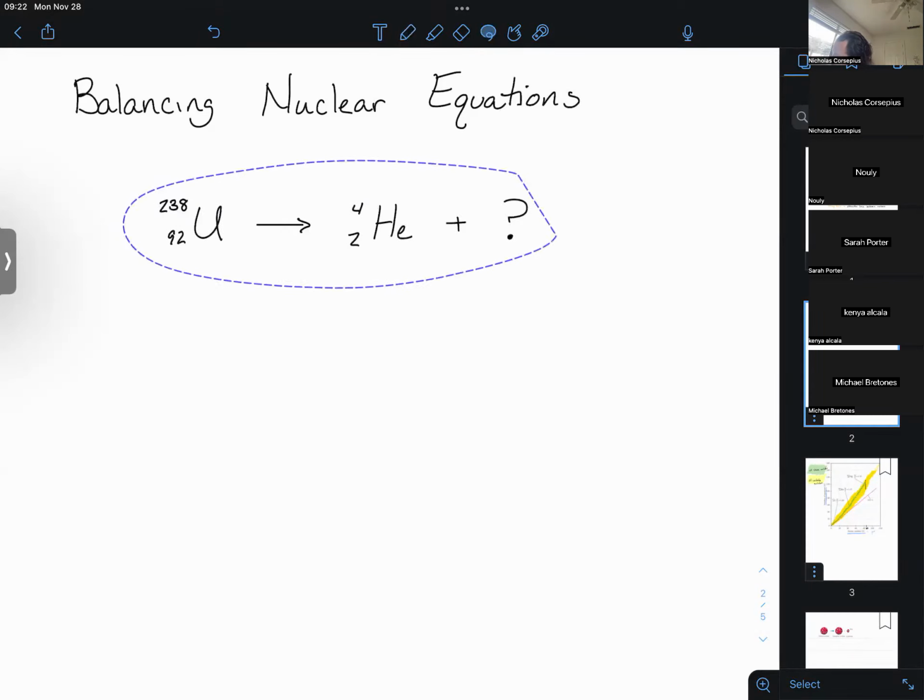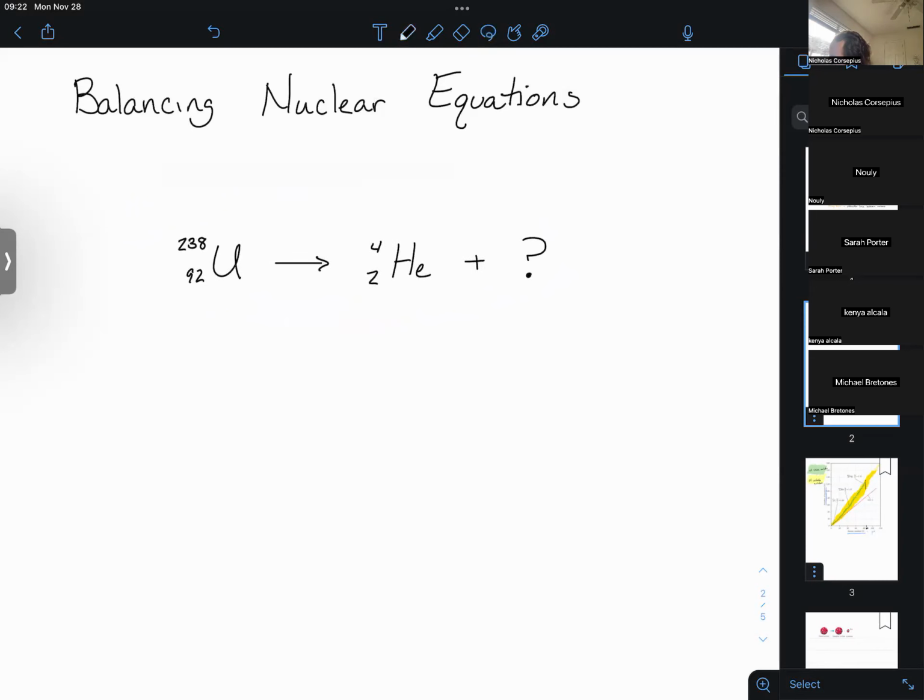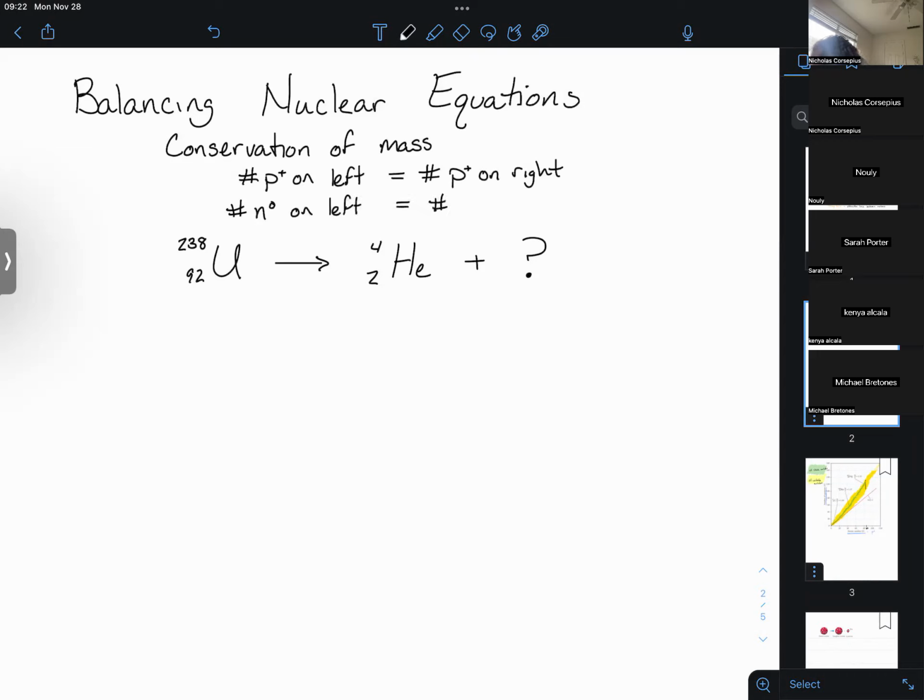Balancing nuclear equations just operates on one simple principle, and that is this idea of conservation of mass. Meaning that the number of protons on the left has to equal the number of protons on the right. And the number of protons, we do with the little p with the plus sign, and the number of neutrons on the left has to equal the number of neutrons on the right.